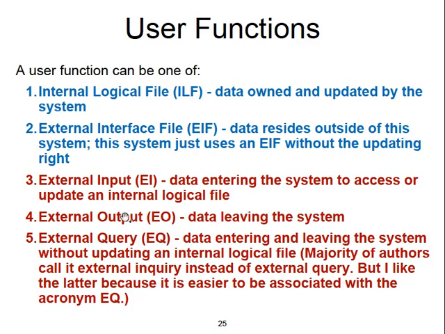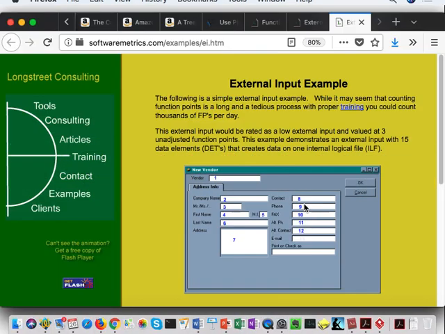Okay, let's recall what an EI user function is. It is a function where data enter into our system, and then the data would be saved in an internal logical file, or perhaps a database for that matter. Let's say, given this example right here, you can see what is being counted.